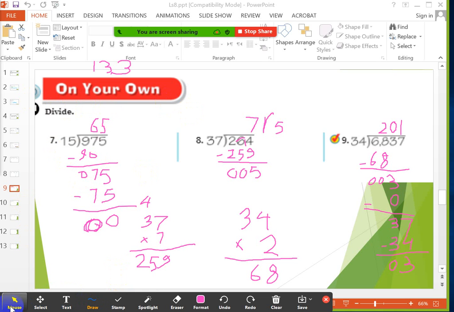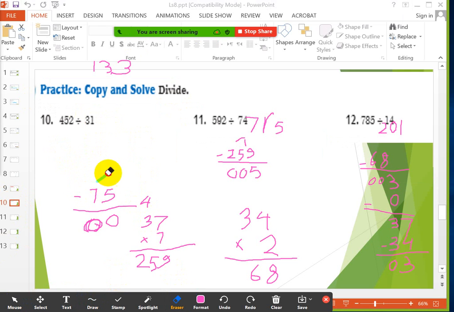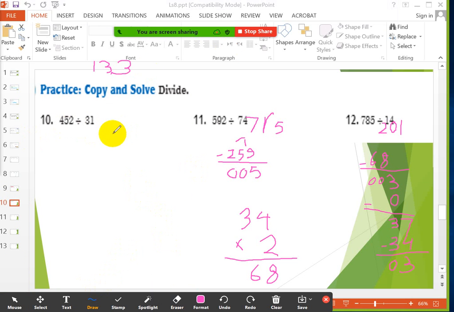Okay, girls, now we will solve one more exercise. Number 10. I want to solve number 10 for you. Just one more exercise, girls. Okay, you don't have a session? You are sure you don't have a session? Just this exercise, just this one.